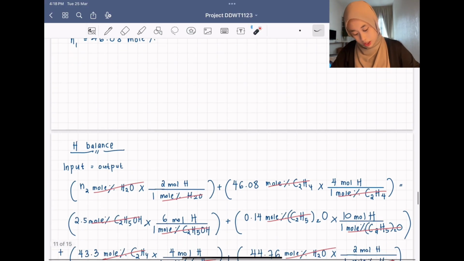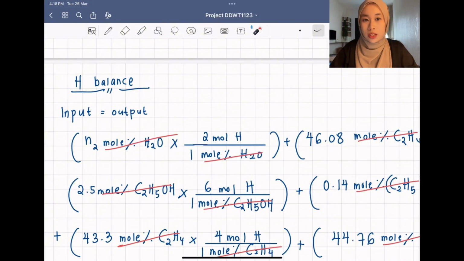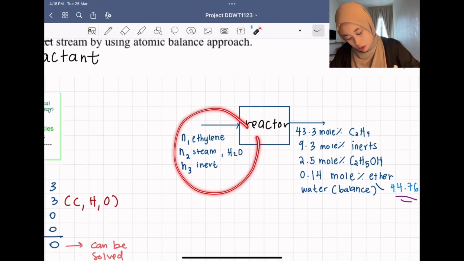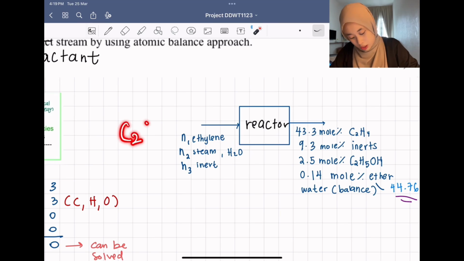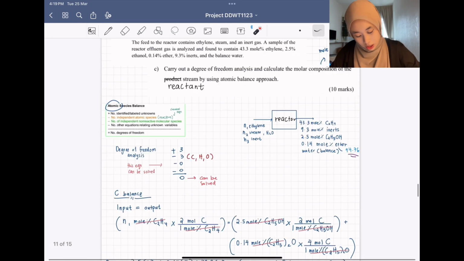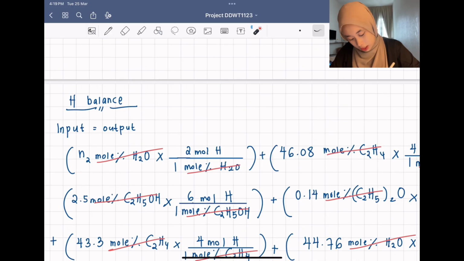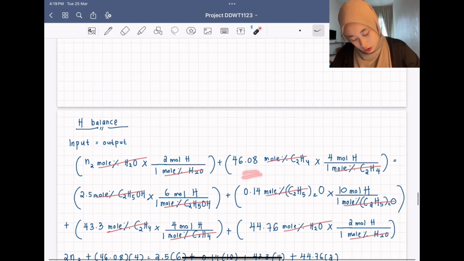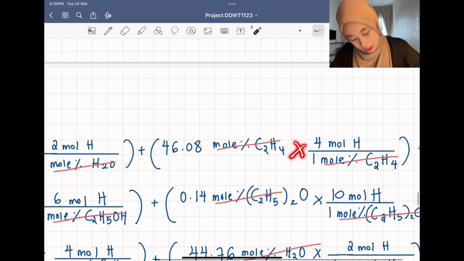Okay. Now we proceed dengan hydrogen balance pula untuk cari yang N2 dengan N3. N2 kita buat the same thing. Klik dekat bahagian input yang mana ada hydrogen. So ethylene and H2O. Okay. Ethylene is C2H4 so ada 4 mole of hydrogen. Okay, so boleh masukkan dalam ni lah. N2 sebab dia still unknown, darab dengan mole dia dan tambah dengan 46.08. Mana dapat ni? Dapat daripada yang kita dah calculate tadi. Darab dengan 4 moles of hydrogen.